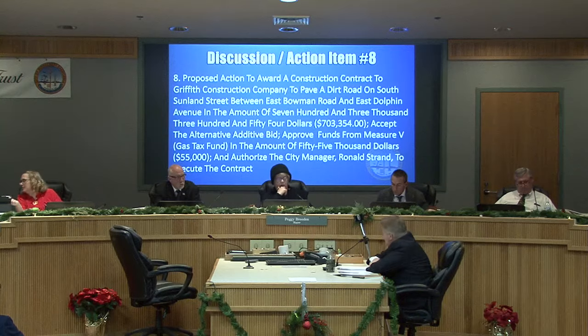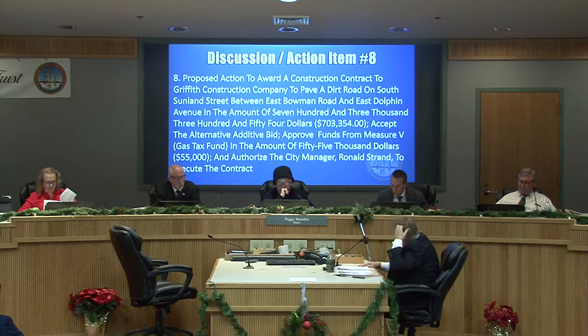So after bid review, now this is done by our contractor, and staff is recommending that the bid plus the bid alternate be awarded to the low bidder, Griffith Construction Company. Now let's talk about the bid alternate for just a second.